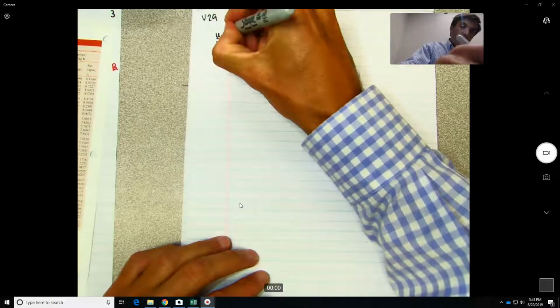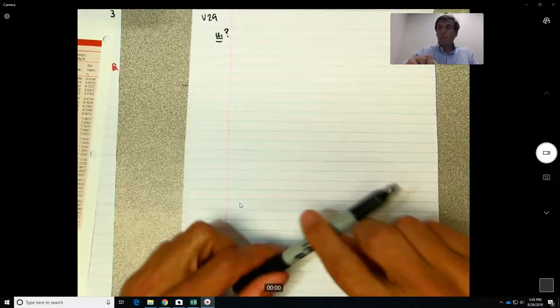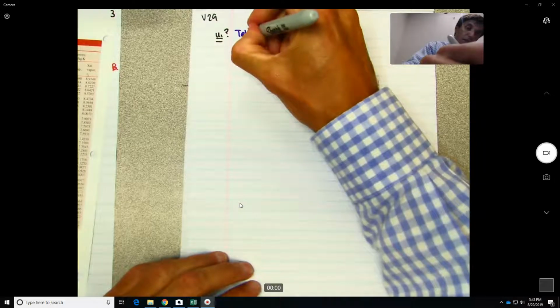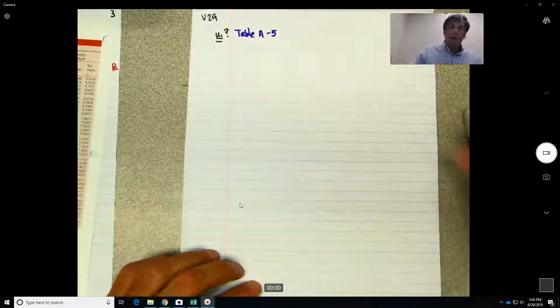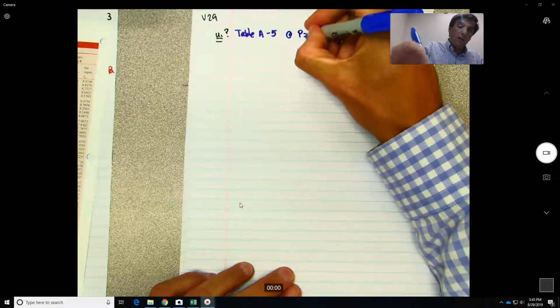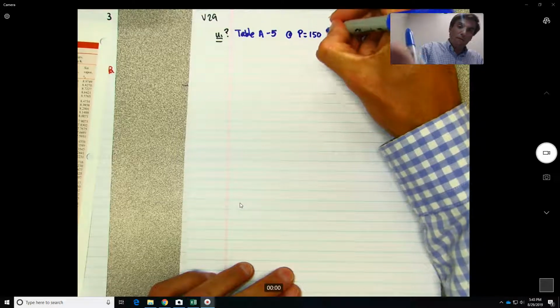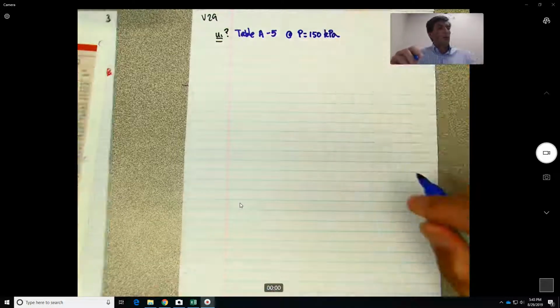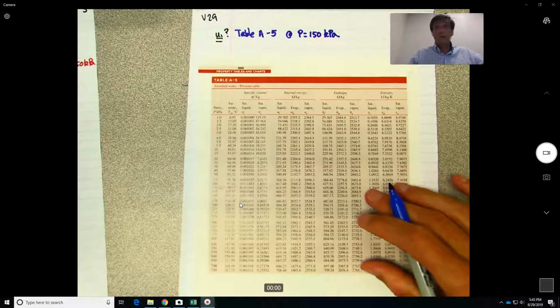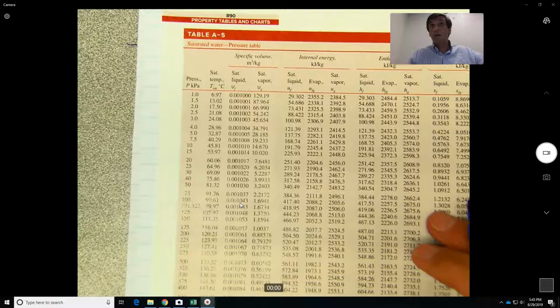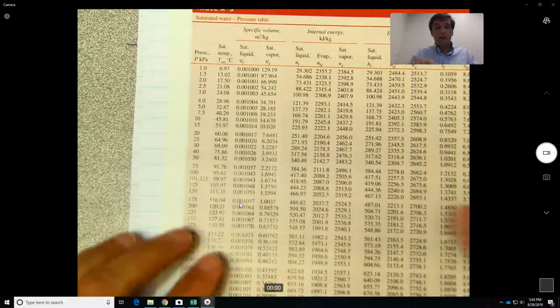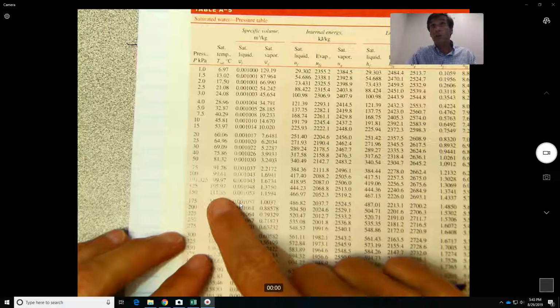So in order to find first U1, again, we need to go to table A5. Table A5. And the same as we did for the volume, at P equal 150 kilopascals. Let's look at it on the table. Let me zoom in. Okay, so 150 kilopascals, which is right over here.